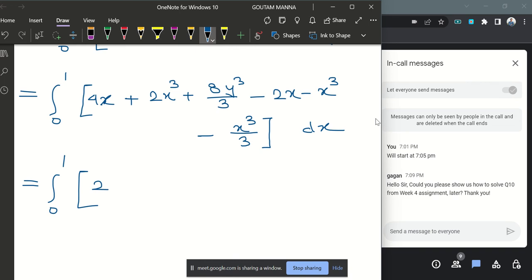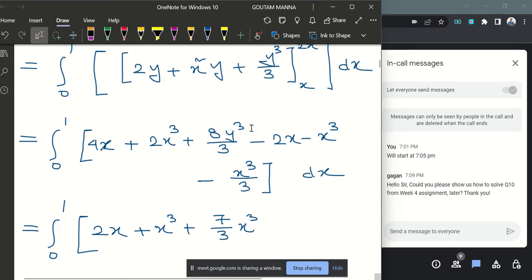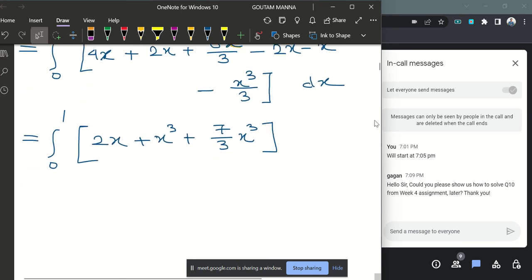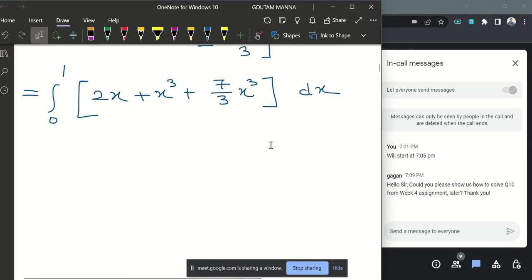It will be 2x minus plus x cube plus 7 by 3 x cube, sorry, it is y cube, yes, it is x cube, dx, which will become 0 to 1 2x plus 10 by 3 x cube dx.